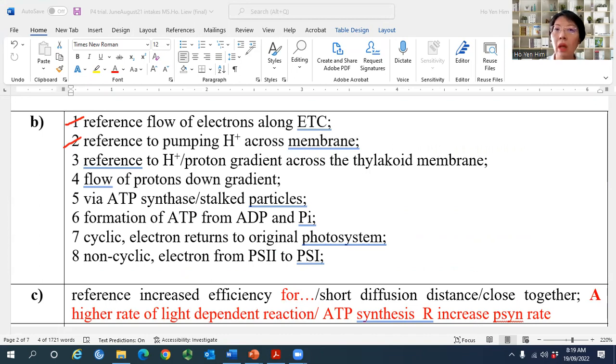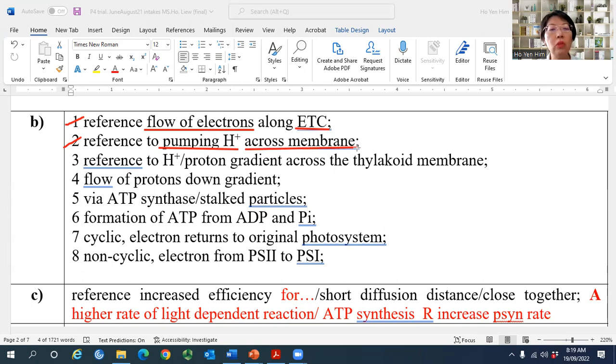You see, when I mark students' answers, a lot of students' answers are not complete. That means they were described halfway. For example, there's a flow of electron, full stop. Where is the electron flow? You need to mention along the ETC, then it's complete. Then they say, it results in pumping of proton, then full stop. I cannot give mark. Pumping proton where? At least you must tell me across the thylakoid membrane.